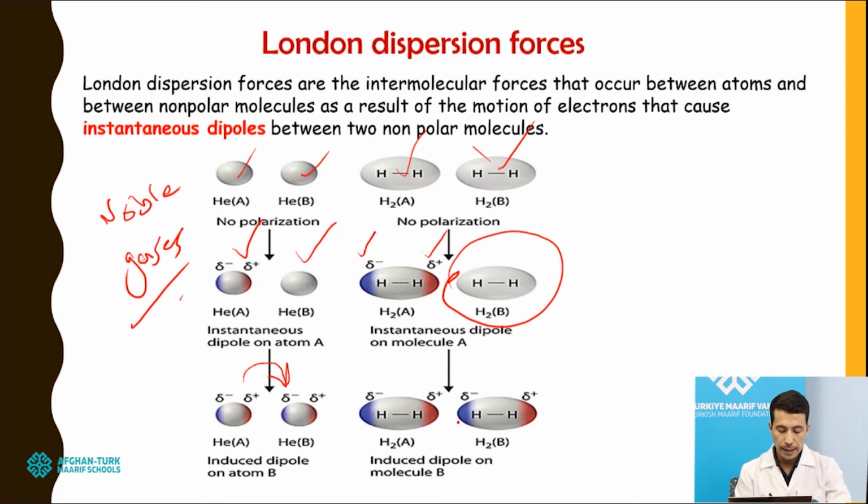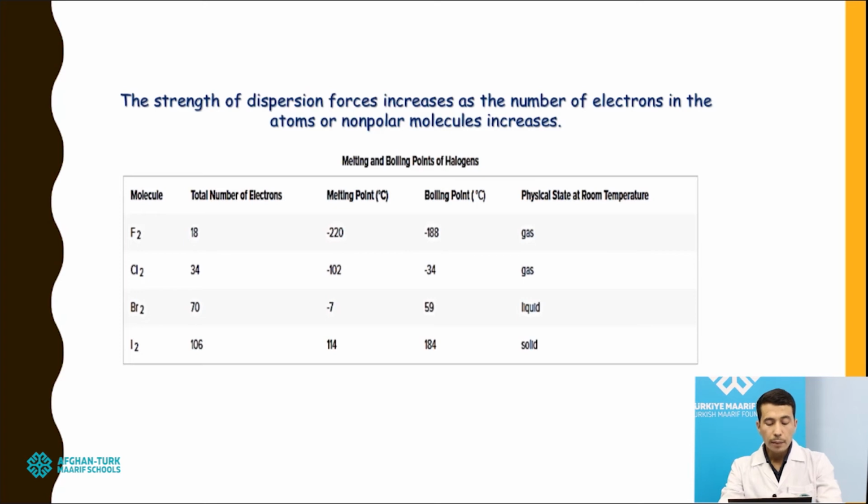The same thing happens with this molecule. When these charges are close to each other, they attract each other, and in this case London dispersion force is formed between them, but it will be for a very short period of time. Again it will disappear. But the strength of London dispersion forces depends on the number of electrons in the atoms or nonpolar molecules as well.